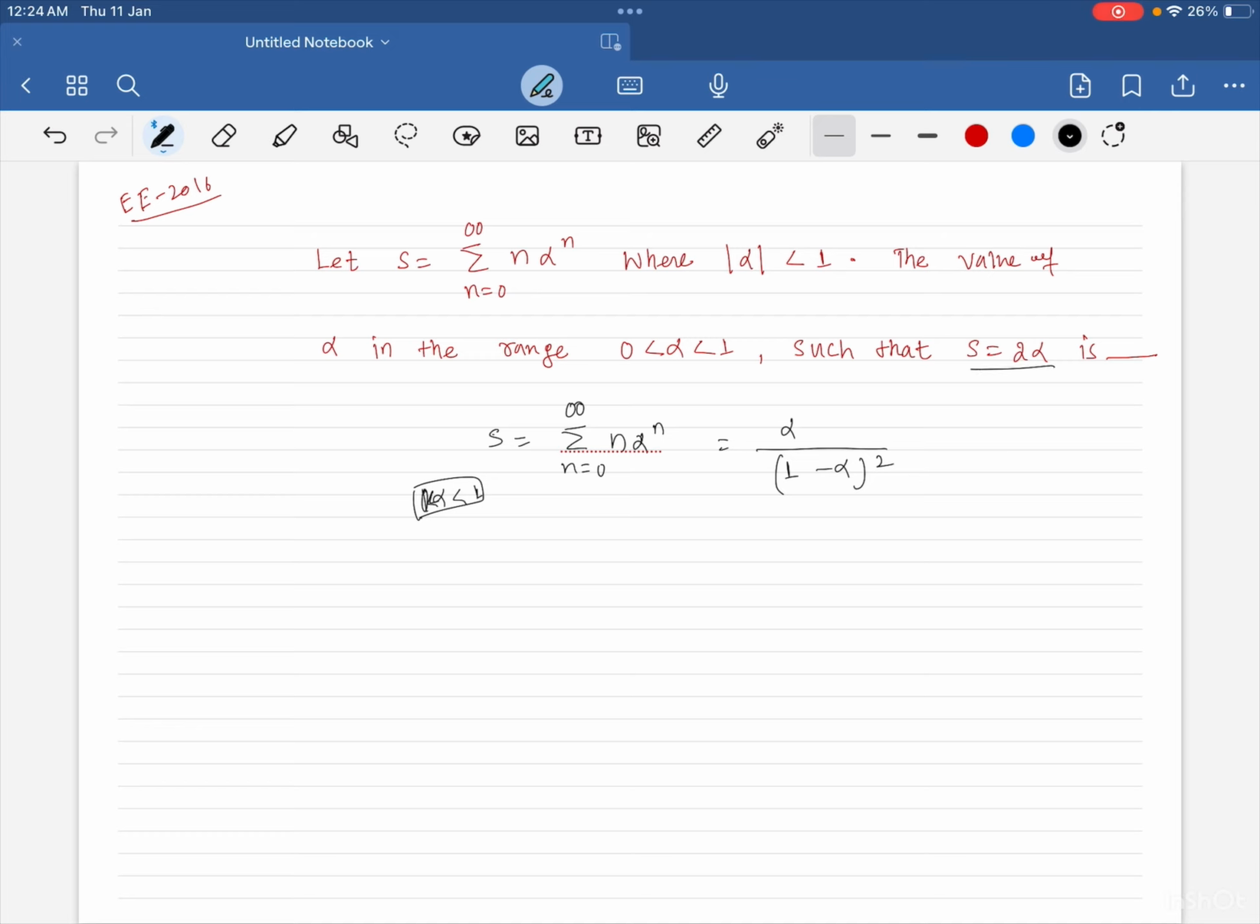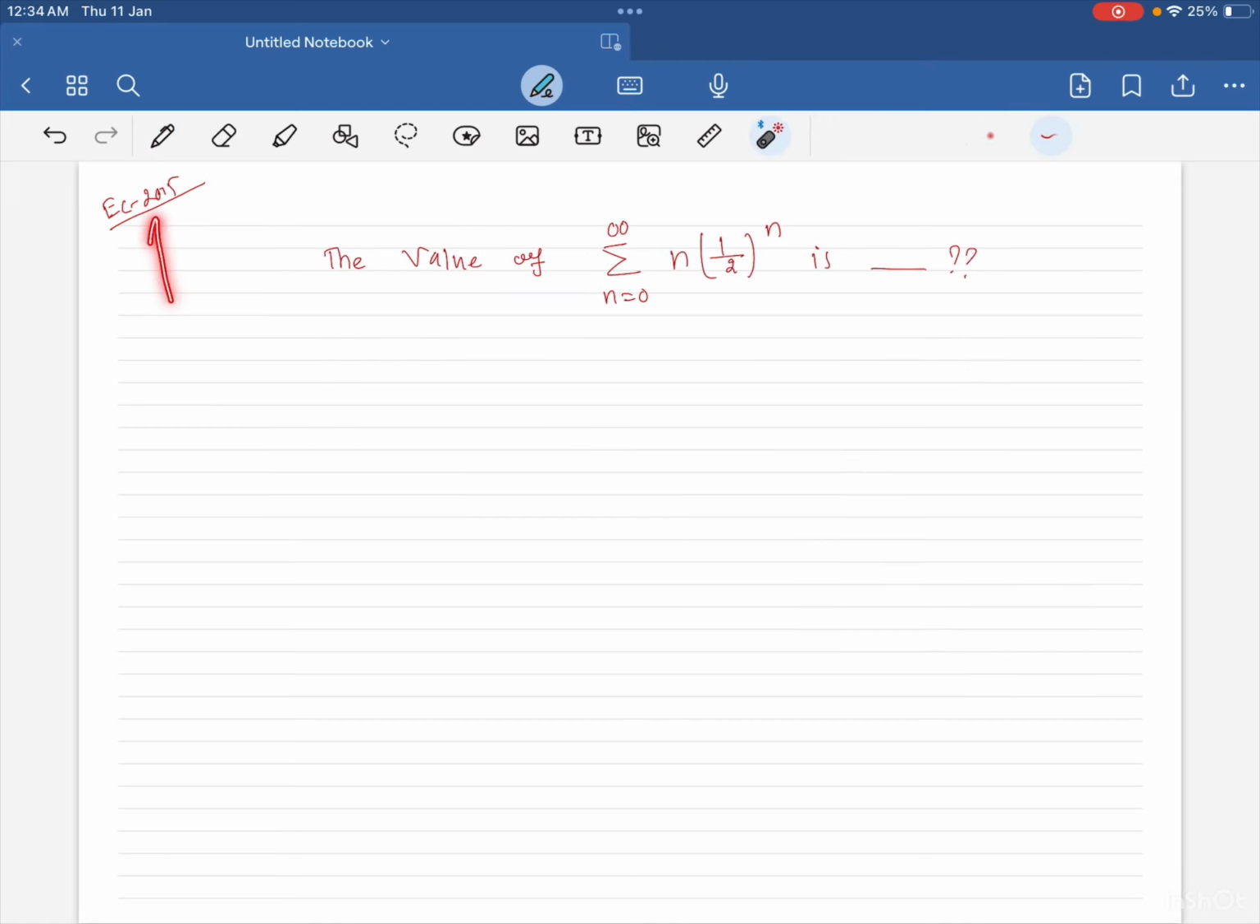And in the question we have been given 2 alpha, then this alpha is going to cancel, then we will have 1 divided by root 2 is equal to 1 minus alpha, and from here alpha is equal to 1 minus 1 divided by root 2, that is 1 minus 0.707. So from here we will have 0.29, right? So the correct answer for this is 0.29.